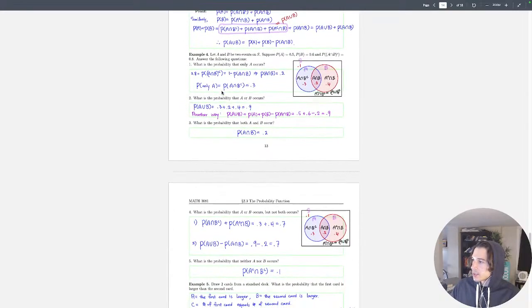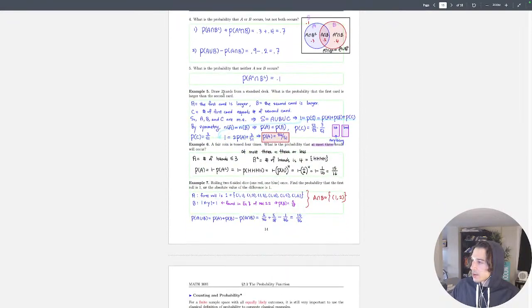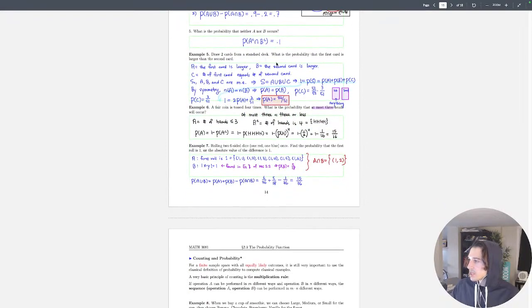And then these are examples. Draw 2 cards from a standard deck. What's the probability that the first card is larger than the second card? Think about that. Well, the deck has 52 cards. We're drawing 2. So the first time you draw, you could get anything, so 52 over 52. And then the second time you draw, you want to make sure that you're only considering the cases where that first card was larger than the second card. So let's see here.